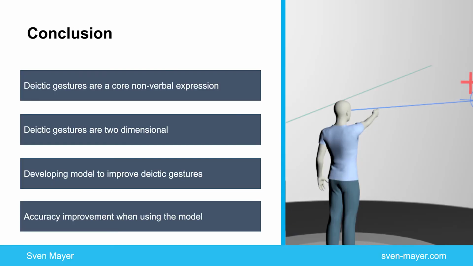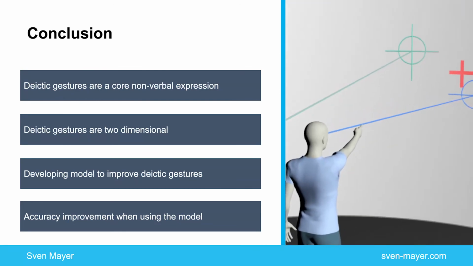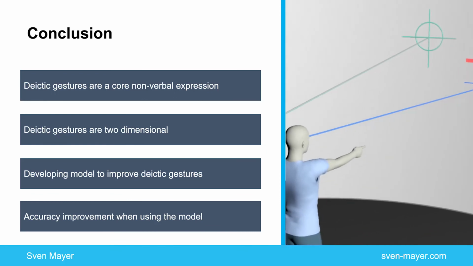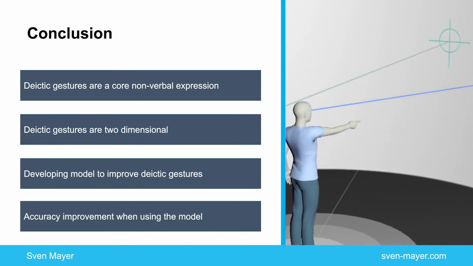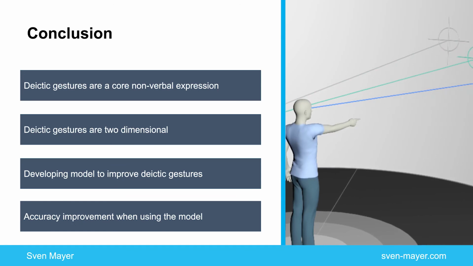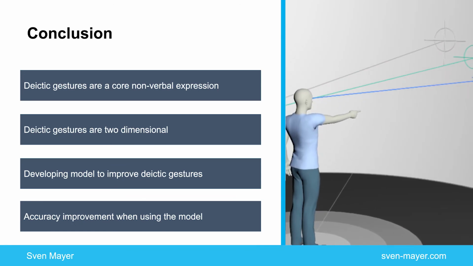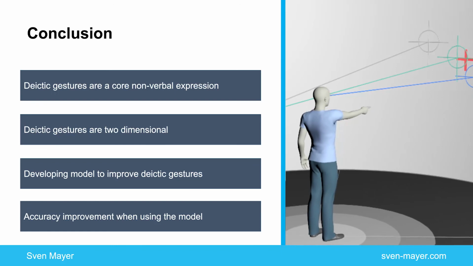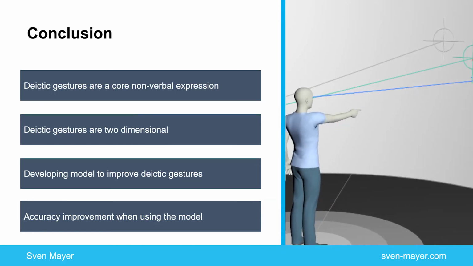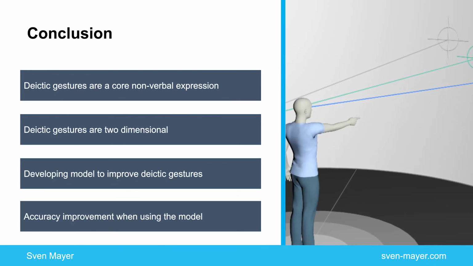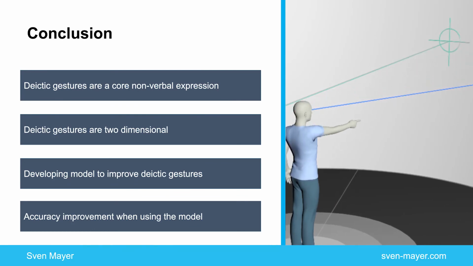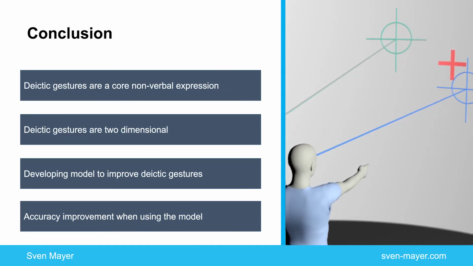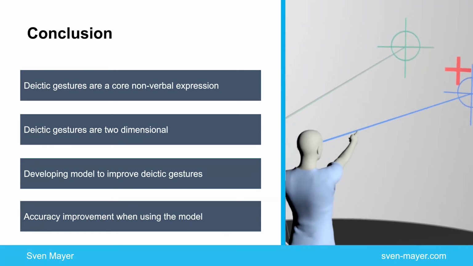So to conclude this talk, we first discussed how deictic gestures are essential for human-human conversations. We hypothesized that deictic gestures are in fact two-dimensional, and we showed this in our first study. Based on the first study, we also developed a model that can improve the observer's performance on estimating deictic gestures. And with our second study, we were able to show that our model works, and we can in fact reduce the error of the observer. While we position this paper in the context of a human-human interaction, we can also see how our technique can help when interacting with NPC players in a game environment.